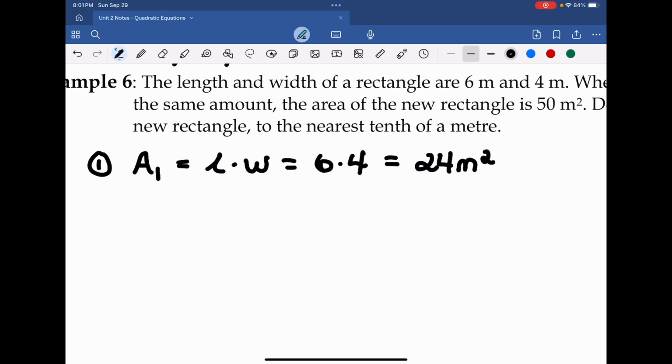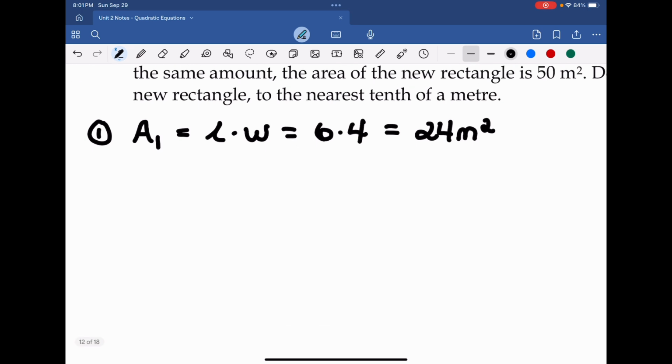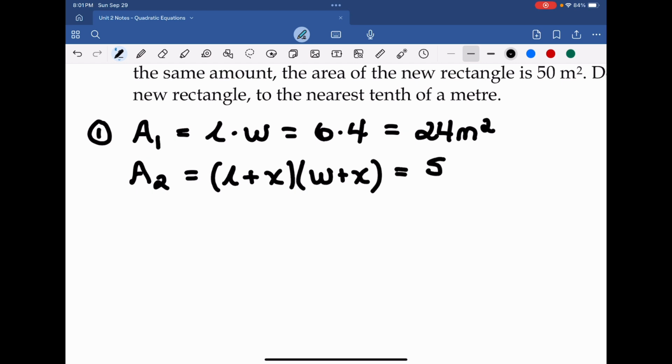That's what they're claiming, that the original area was 24 meters squared, by saying that they were originally 6 and 4. The second area, area 2, is equal to the length plus some amount, which I'm going to call x, and the width plus some amount, which I'm also going to call x. Supposedly if you multiply those together, you get 50 meters squared, which is our new area. And that x value is simply the amount that we increase both by.